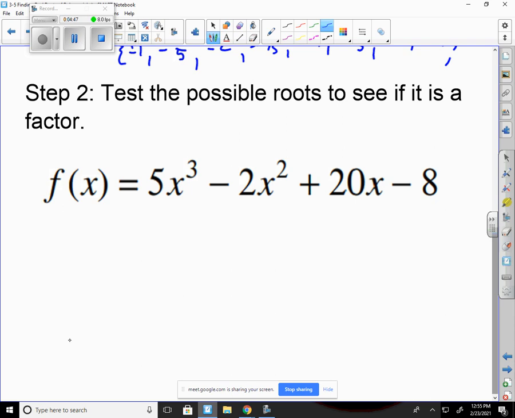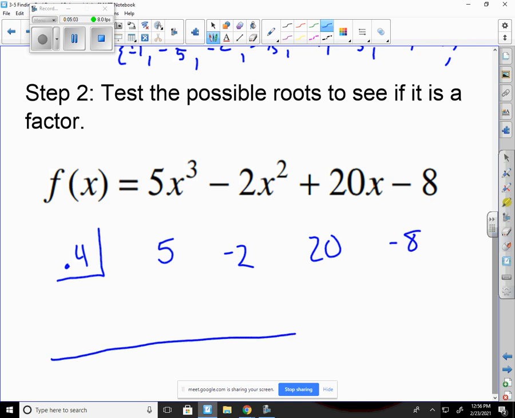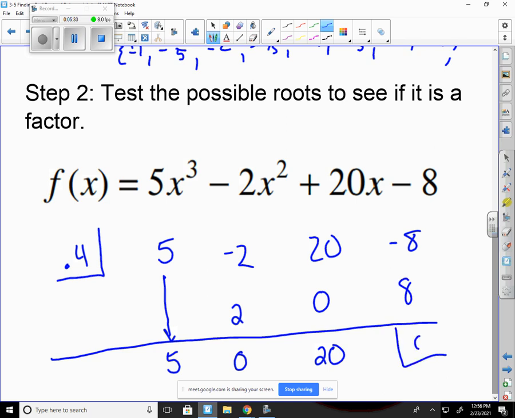Now this is where it gets fun because we haven't had to divide by a fraction using synthetic division. So I'm going to do 0.4, 5, negative 2, 20, and negative 8. Five comes down. 0.4 times 5 gives me 2. Negative 2 plus 2 is 0. 0.4 times 0 is 0. 20 plus 0 is 20. 0.4 times 20 is 8. Negative 8 plus 8 is 0.